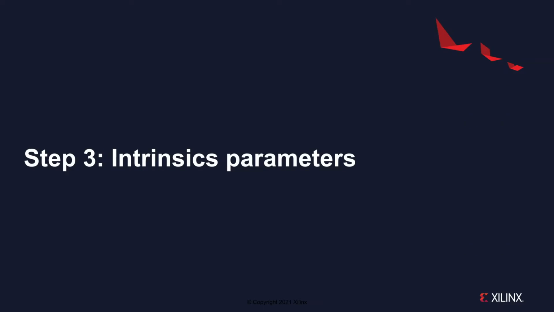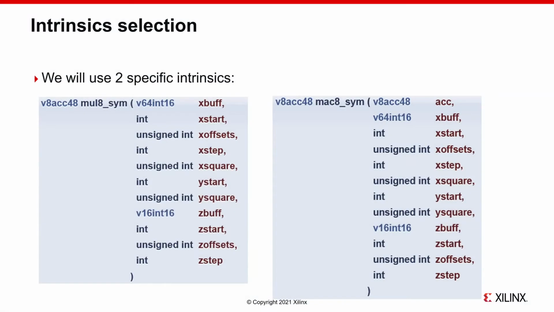Now that we know which operations we want to perform and which intrinsics we will use, we can go to the documentation to determine what are the values of the different parameters. We will take the example of the Mach8 sim, the mul8 sim being exactly the same except the first parameter, which is the incoming accumulator in the Mach8.